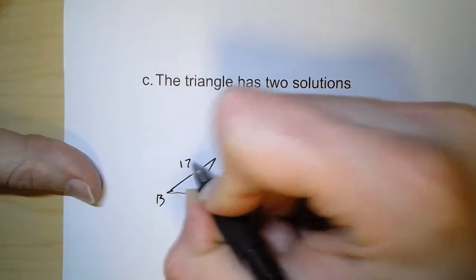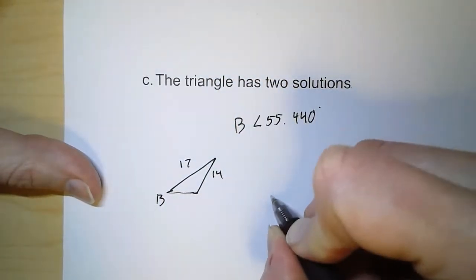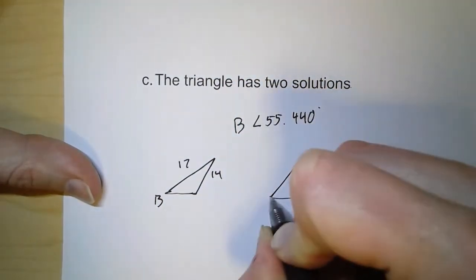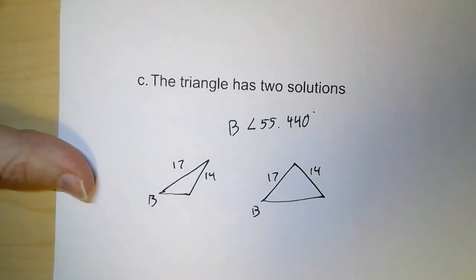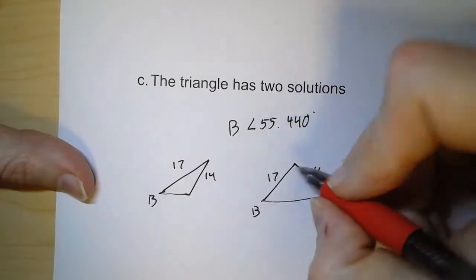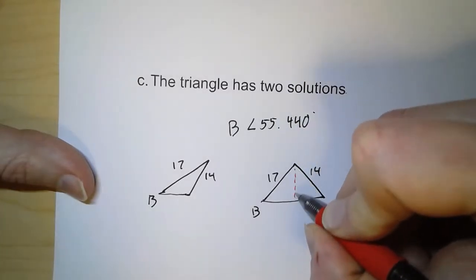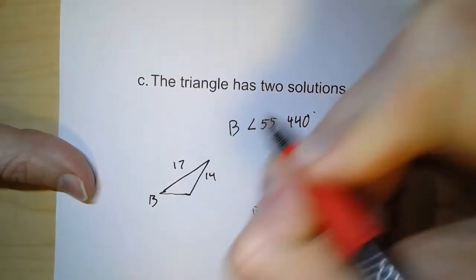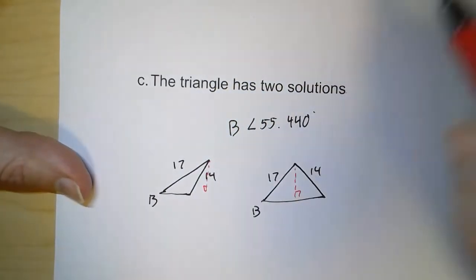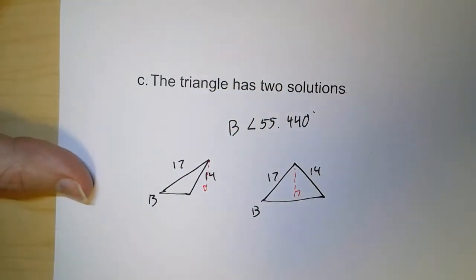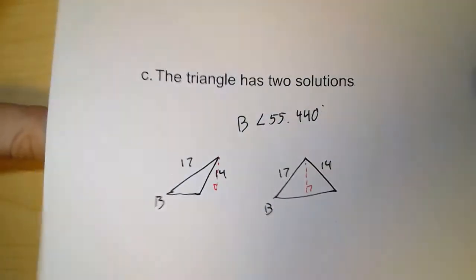And so that's what this would look like if it were like this. So B is here. We have 17 and 14. Here we have B. We have 17 and 14 like this. Now, in order for that to be true, the height has to be less than what we set up above. And so in order for that to be true, B has to be less than 55.44 degrees.